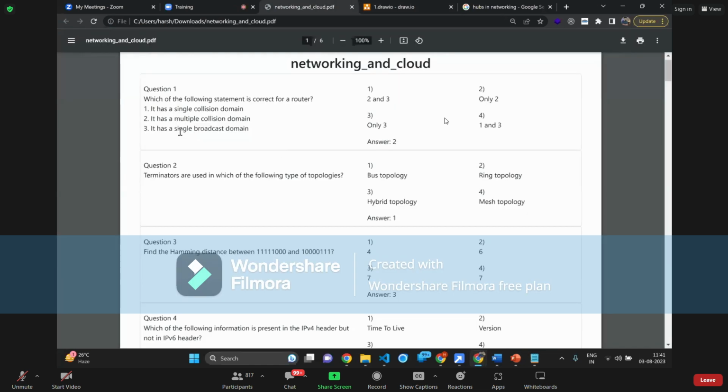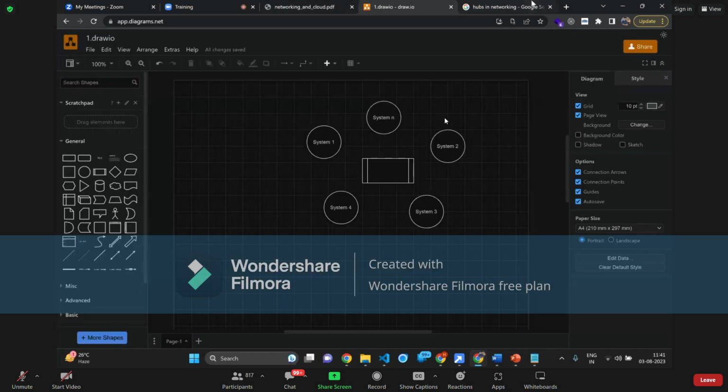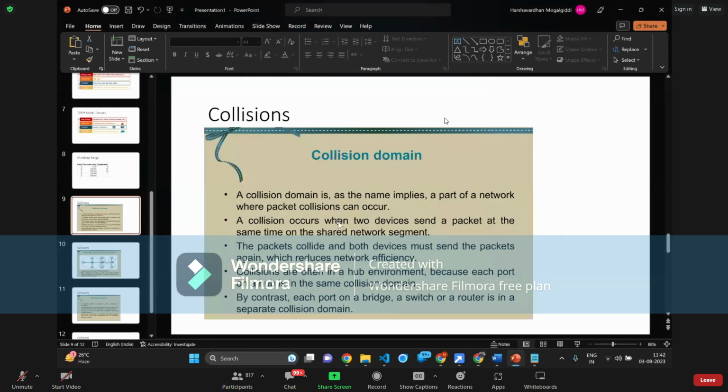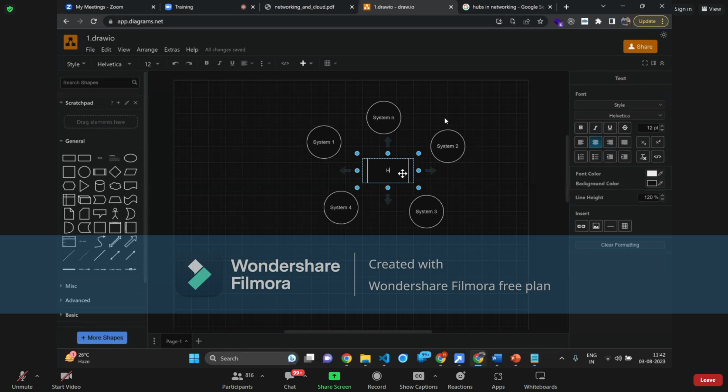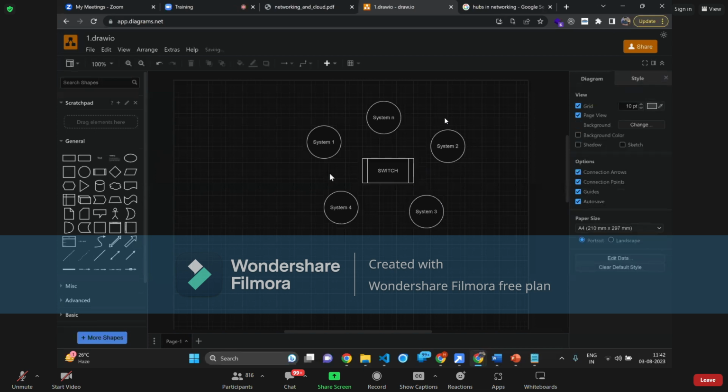Let's say the collision occurs when two devices send a packet at the same time. For example, let us imagine this is a hub, or a switch. Switch is a good example. Now, what happens is when system 1 sends some information here, and it has to go to system 4.